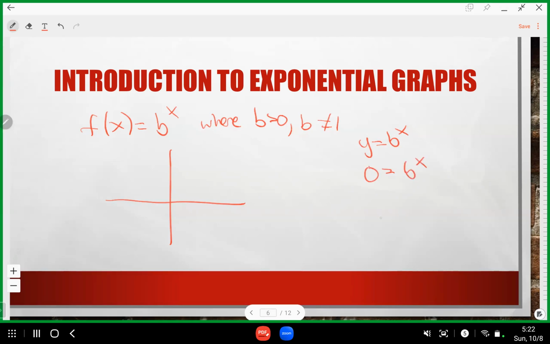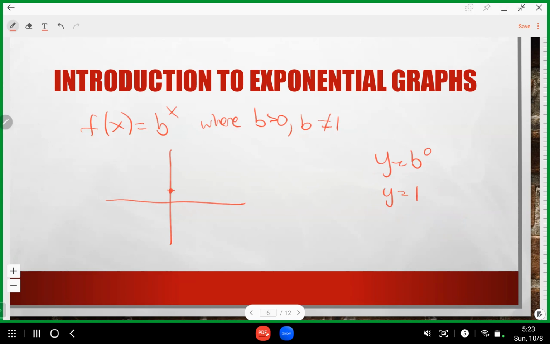So then, what is this? It is equal to log base b of 0 is equal to x. So x is equal to undefined, right? So there is no x-intercept. It does not intercept the x anywhere. So now let's find the y-intercept. That is just setting the x value equal to 0. So y is equal to b to the 0, y is equal to 1. So obviously we immediately have a point here, which is 0, 1.